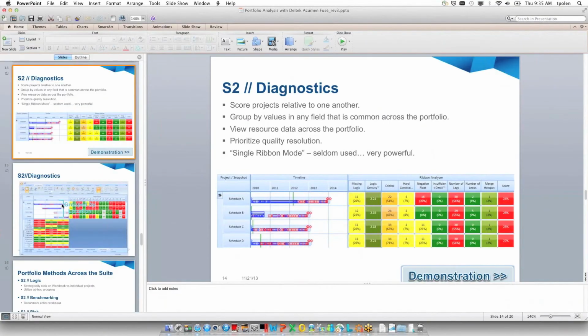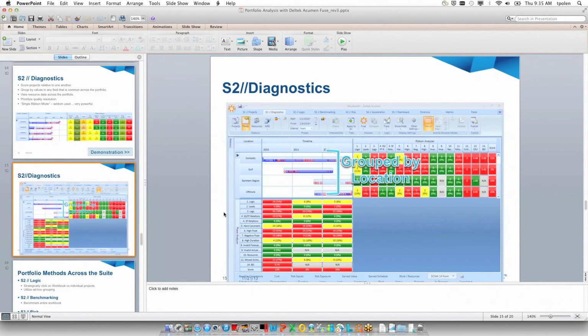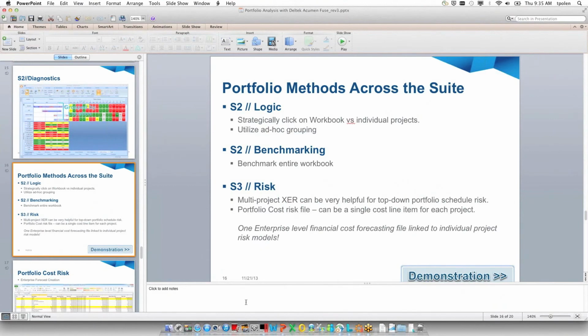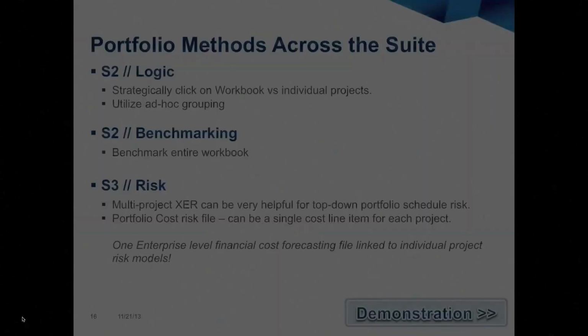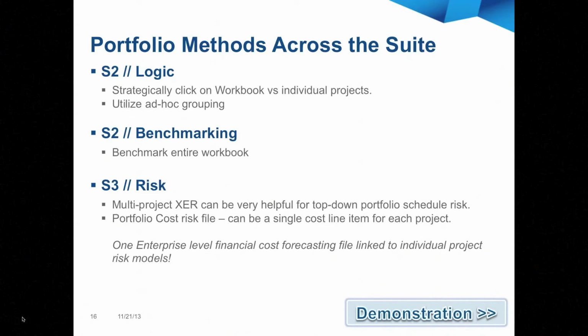Let's go back over to PowerPoint here. This is the same thing. This is where I sliced and grouped by location. I gave special attention to the diagnostic screen, and we're going to be going to some other screens here as well. That diagnostic screen with the red, yellow, green traffic light approach, click the red, see the results and the problems that need to be fixed.